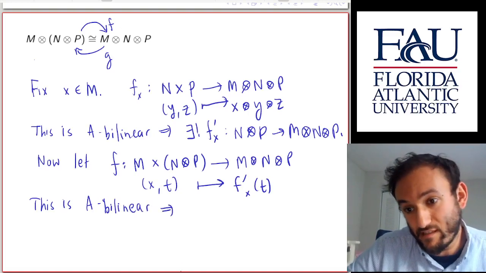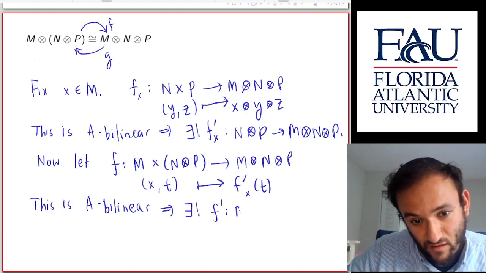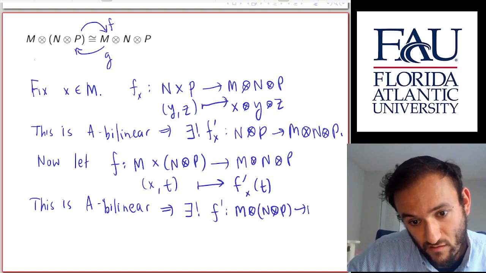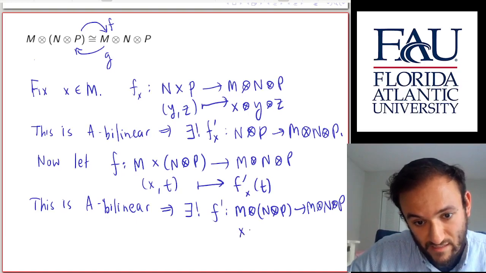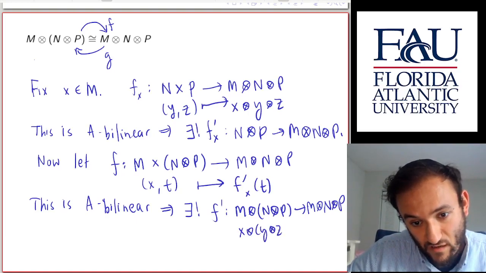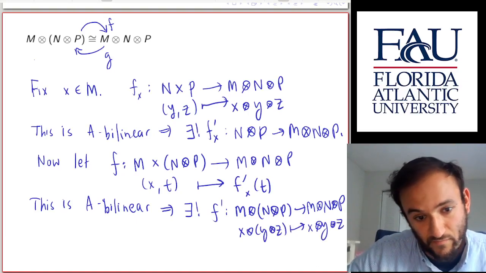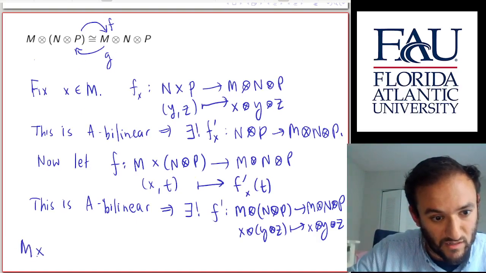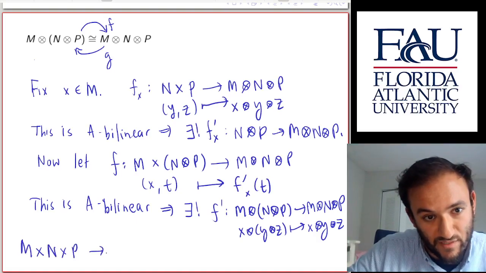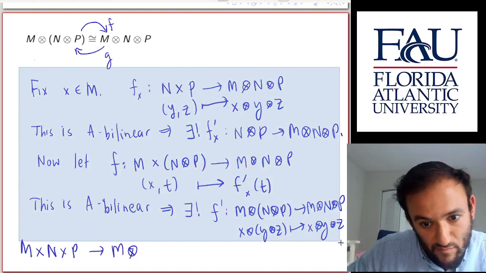And so that implies, by the same universal property, that there is a unique F prime mapping M tensor N tensor P to M tensor N tensor P, which agrees with the maps we've described so far, i.e. it sends x tensor y tensor z to x tensor y tensor z. Okay, and going in the other direction for G, it's a little easier. So you have M cross N cross P maps to M tensor, let me resize this a bit.